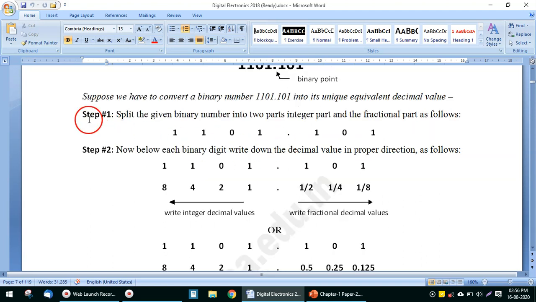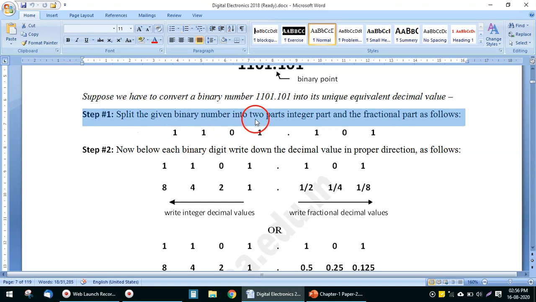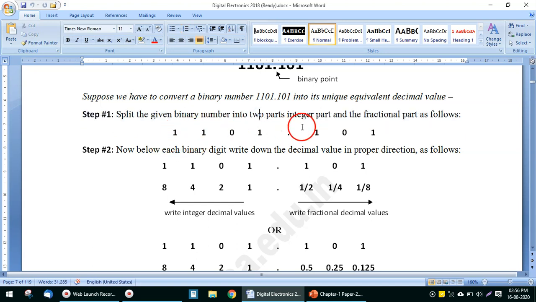So for that, in step 1, what you have to do here is to write down this binary number in split up form. 1101 point, this is the binary point, 101. Now step number 2, below each digit you have to write down the decimal values in proper directions. Proper directions is important here.